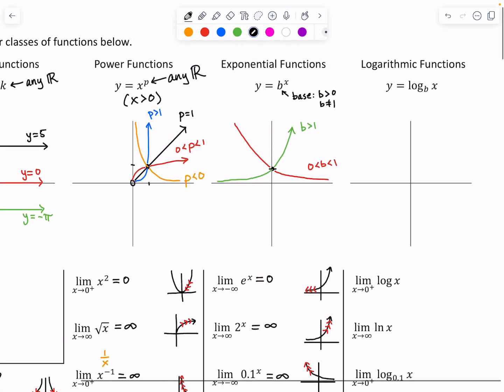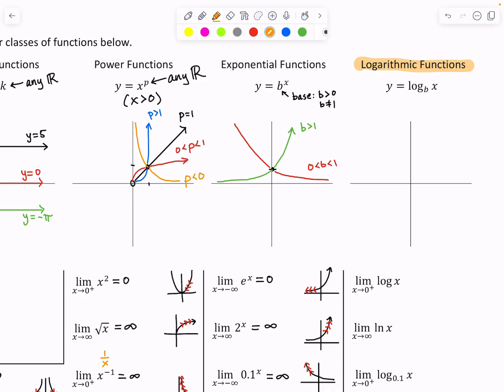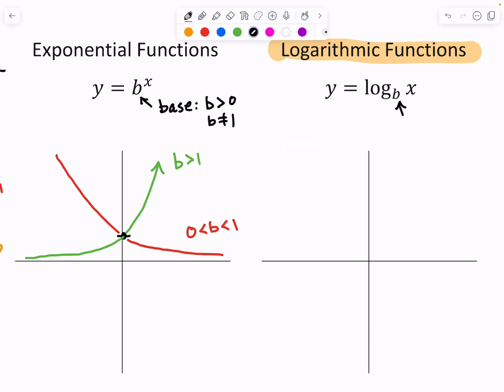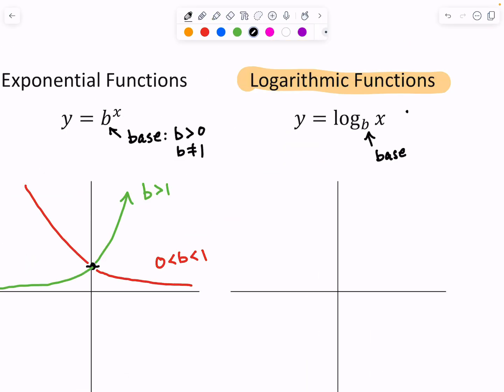Okay, and let's look at our last class, logarithmic functions. Y equals log base b of x. This b is still called the base. Keep in mind that this statement suggests that the base b raised to the y would be the same thing as x. And the same restrictions apply, that the base must be positive, but the base can't be 1.